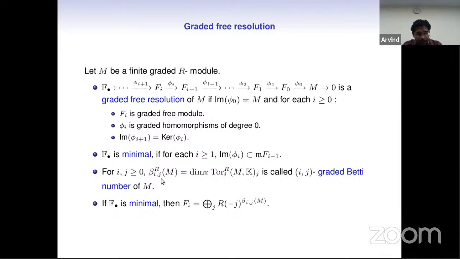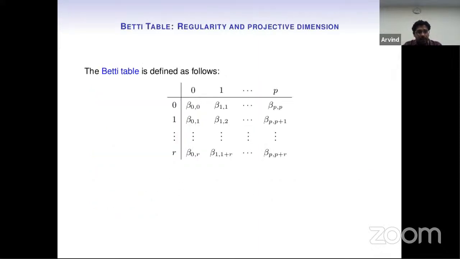So these graded Betti numbers are important invariants, and these numbers can be stored in a table, which is called the Betti table of that graded module. In the i-th column and j-th row of this Betti diagram, we store the Betti number beta_{i,i+j}.